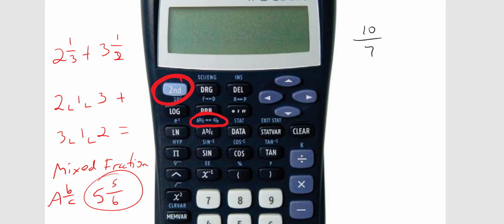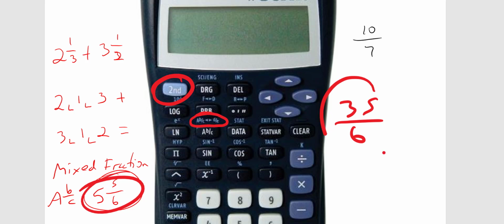So my answer was 5 and 5/6, and if you convert that, you should get 35 over 6. Then push it again: hit second, the ABC again, and that'll convert it back to 5 and 5/6. So it'll go back and forth. You keep hitting second that button, enter. It'll keep going back and forth between an improper fraction and a mixed fraction. It's really pretty sweet. So practice with it. It's really pretty easy to do, and just knowing how to enter that.